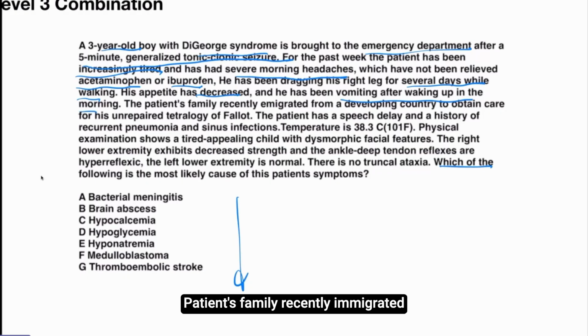The patient's family recently immigrated from a developing country to obtain care for unrepaired tetralogy of Fallot. The patient has a speech delay and a history of recurrent pneumonia and sinus infections. Temperature is 38.3.